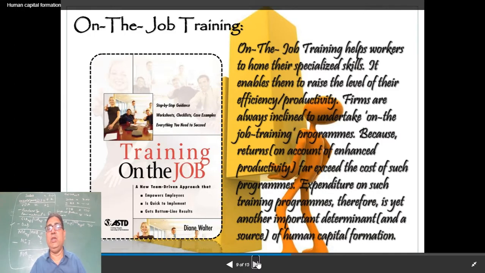Firms are always inclined to undertake on the job training programs because the return on account of enhanced productivity far exceeds the cost of such programs. Expenditure on such training programs is therefore yet another important determinant and a source of human capital formation.